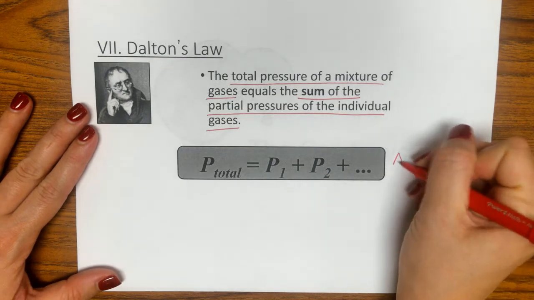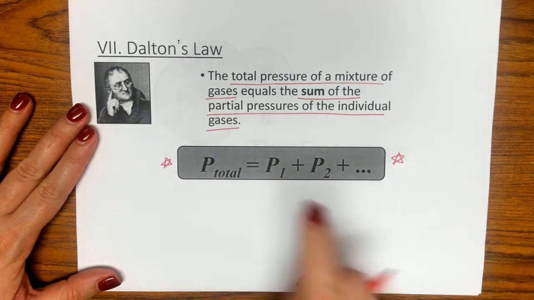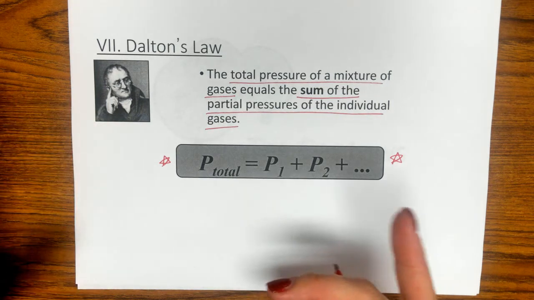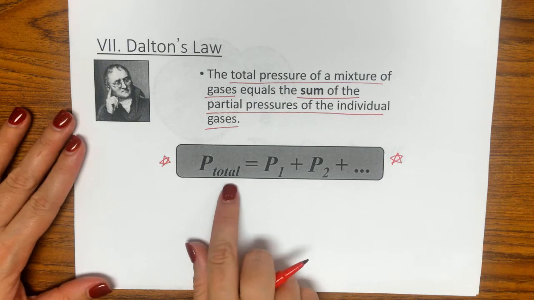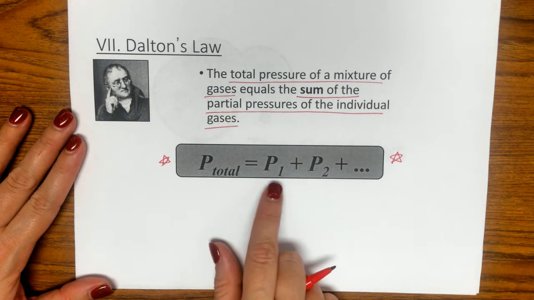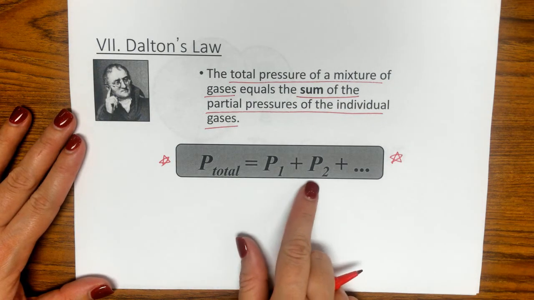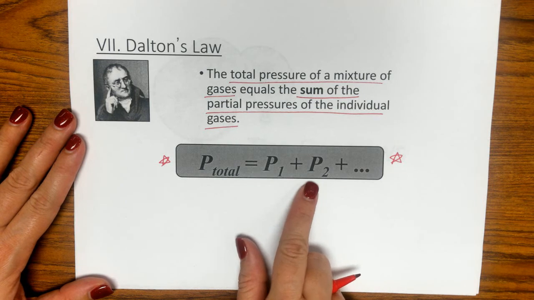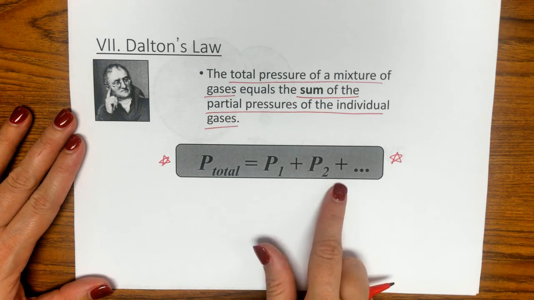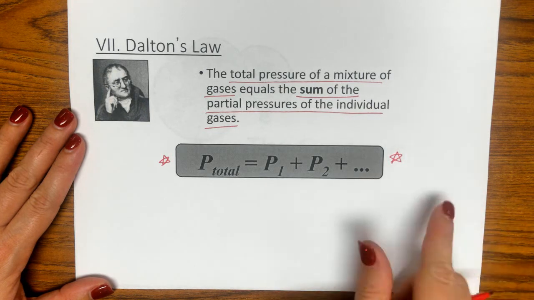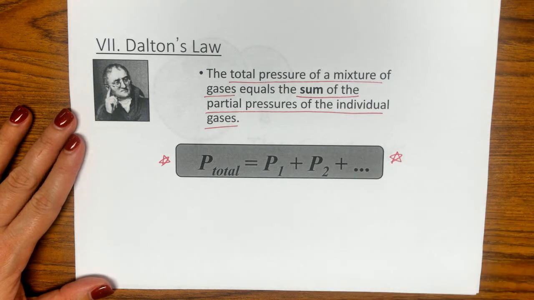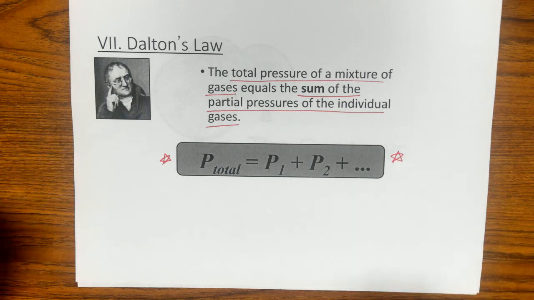In normal people terms, let's say air is made up of mostly nitrogen, oxygen, and carbon dioxide. The total pressure of the air would equal the pressure of the oxygen plus the pressure of the carbon dioxide plus the pressure of the nitrogen, and so forth. This can continue for however many gases there are. You just add up the individual pressures to get the total pressure of that mixture of gases.